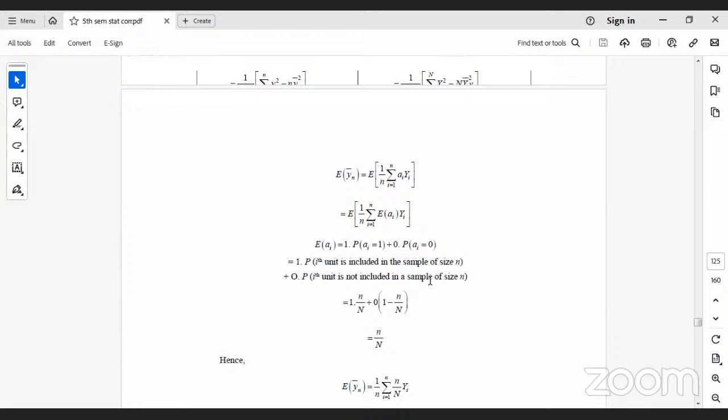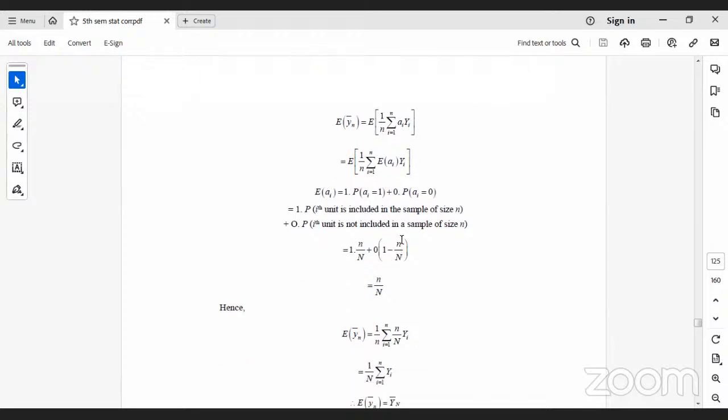So E of ai is equal to 1 with probability p, and 0 with probability 1 minus p. ఆ వాల్యూస్ మనం సబ్స్టిట్యూట్ చేస్తున్నాం. Then the summation of E of ai, values 1 with probability p and 0, then it is equal to p. ai is equal to 1 with probability p means the ith unit is included in the sample of size n, and 0 means the ith unit is not included in the sample of size n. We are taking this one.